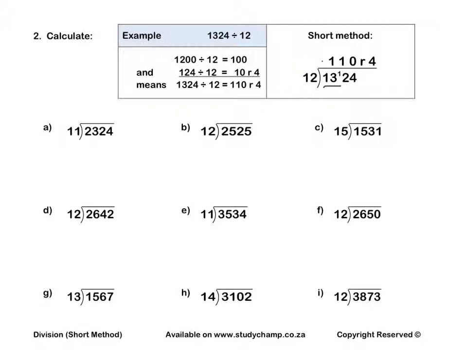Let's complete question E together. Get out your pens to do so. 11 can't fit into 3, but 11 fits into 35 3 times, remainder 2. 11 fits into 23 twice, because 11 times 2 is 22, so our remainder is 1. Now 11 fits into 14 once, remainder 3. Press pause to complete the rest of question 2 by yourself. When you are done, use the memo to mark all your answers on this page.